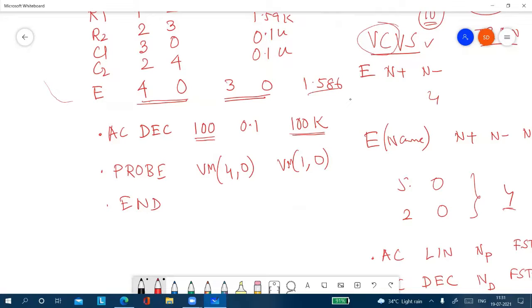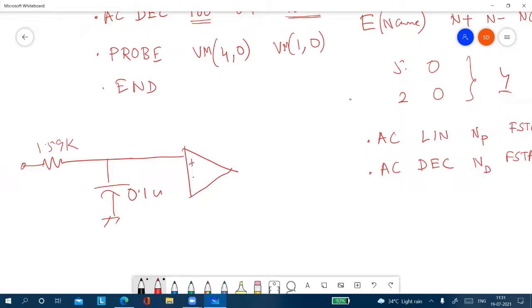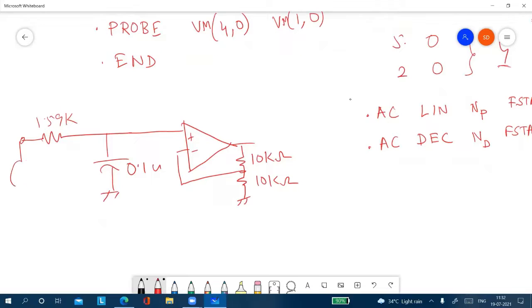All right, very easy. Let me explain once again. For example, take a first order filter that you have to analyze. Same, 1.59 K, 0.1 U. Assume the pass band gain is 2. So what is the program? First you give an AC supply here, V1, 1 volt AC. This is R1, this is C1. This is RF, that is not required also.